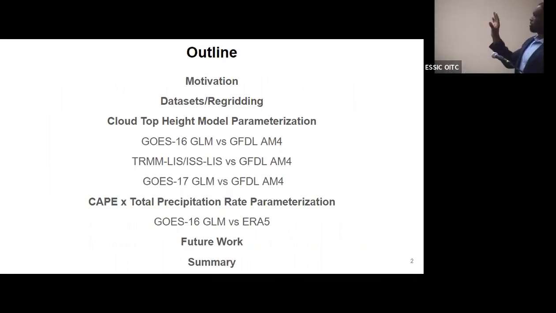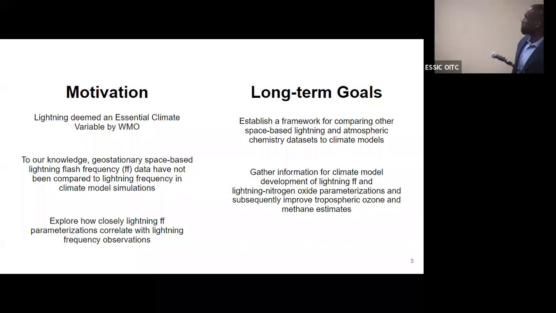So I'll just briefly go through the different data sets that I've used and the regridding, and then we'll take a look at a couple of parameterizations for lightning. A very familiar one is cloud top height. The simulation that I used the cloud top height parameterization. And then I've started to look at this proxy for lightning where you multiply CAPE, convective available potential energy, times total precipitation rate.